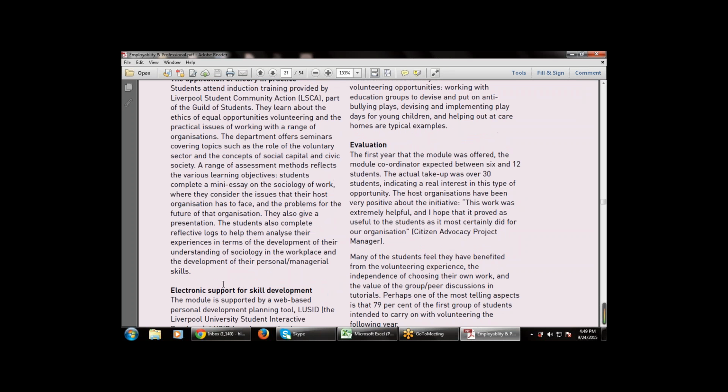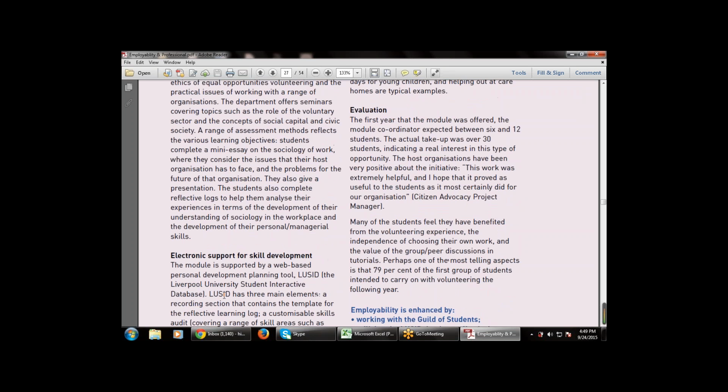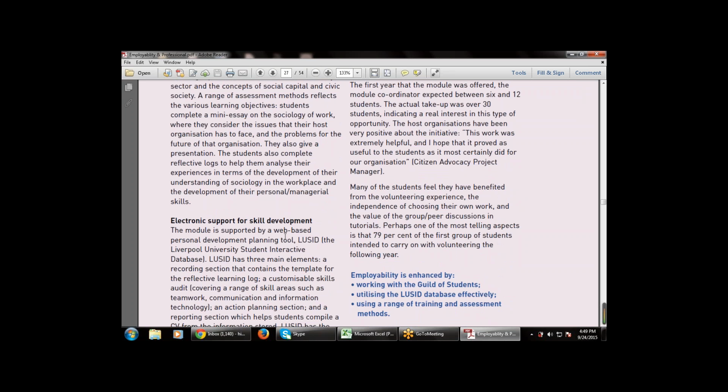Then next is the electronic support for skill development. That is, there must be electronic support for skill development. That is one of the main tools used by the University of Liverpool. That is LUSID, the Liverpool University Student Interactive Database.